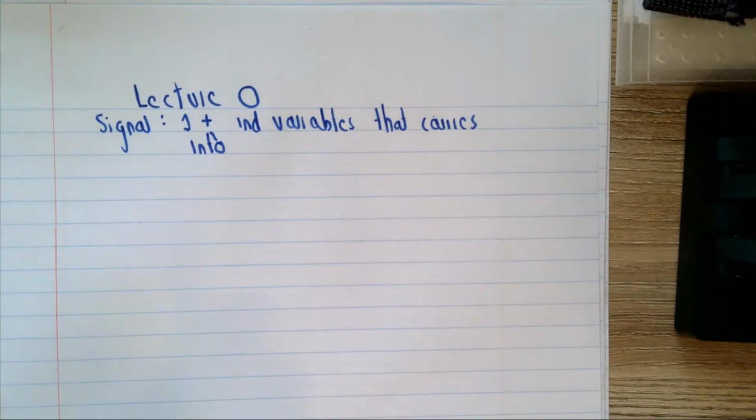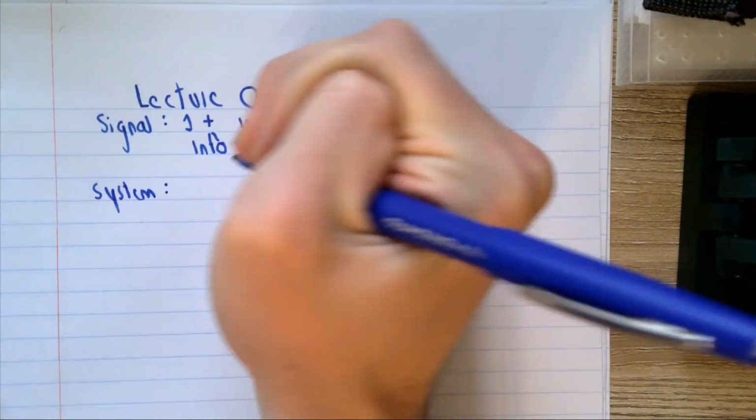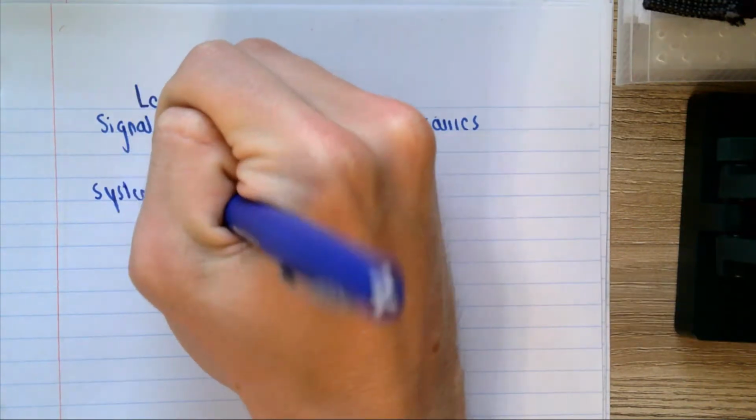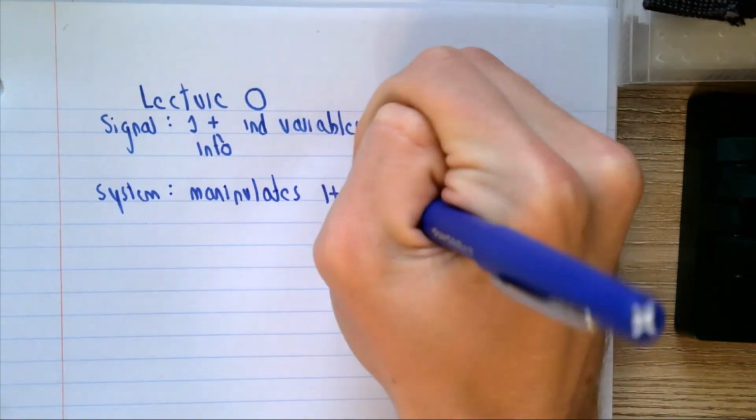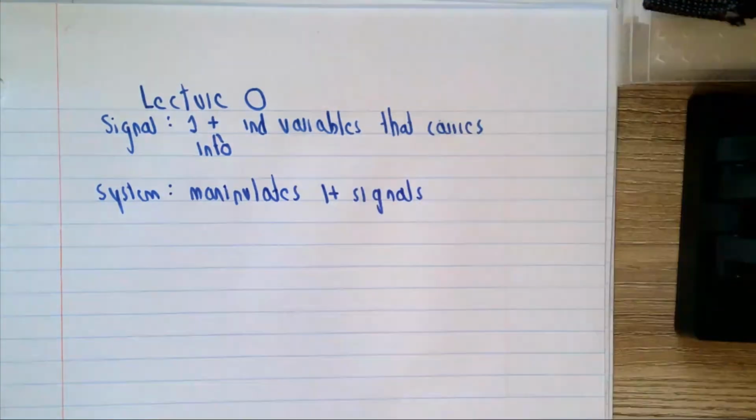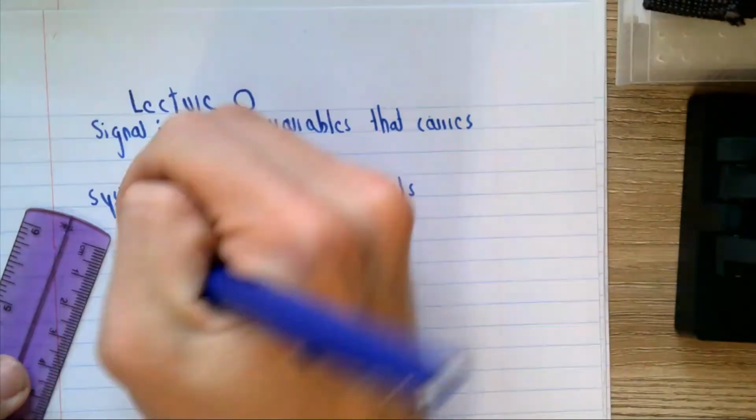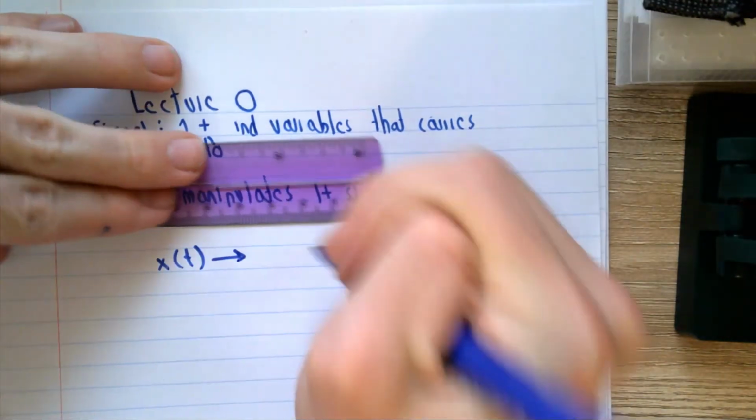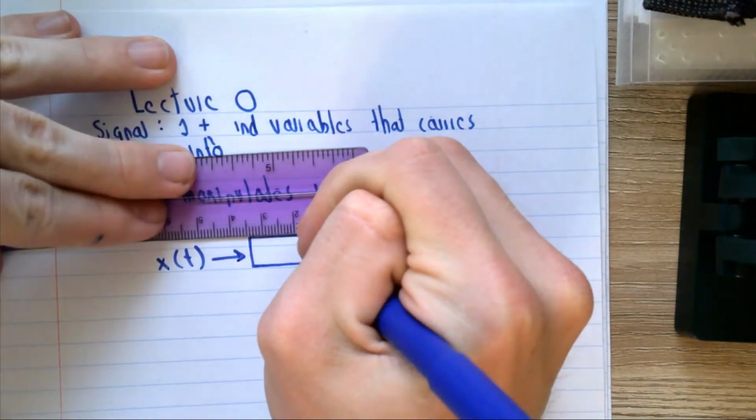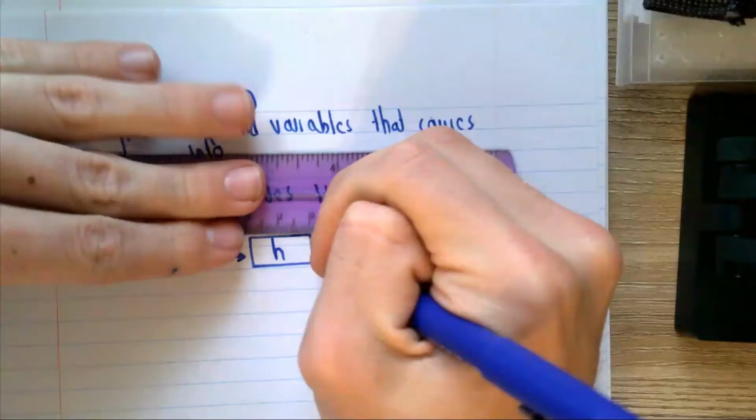And then a system, on the other hand, basically manipulates one or more signals. What we mean by manipulating is it makes some change to the signal. And so we're going to look at this through a block diagram representation. For the block diagram, we're going to have x of t, that's our signal going in, and then it goes into our system in order to be manipulated. Our system in this instance is going to be h. And then it's going to go to an output y of t.